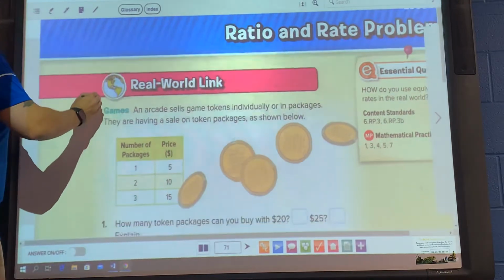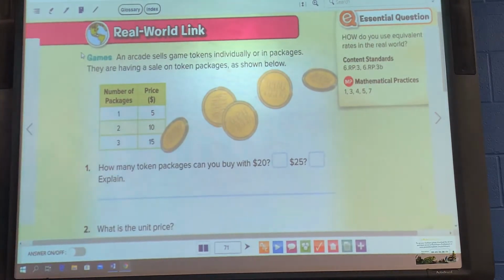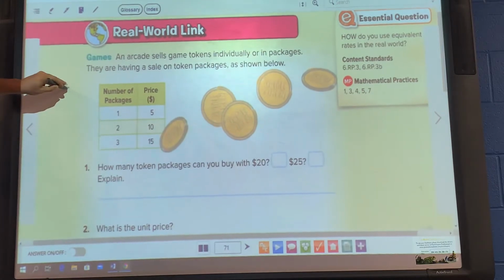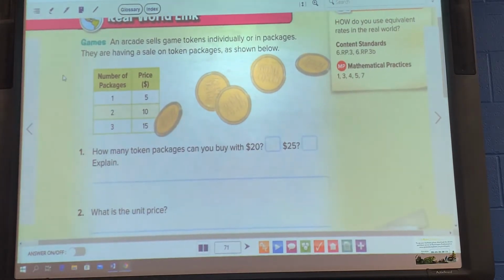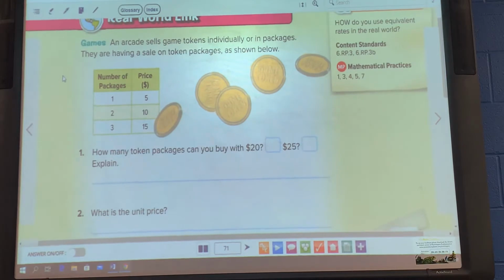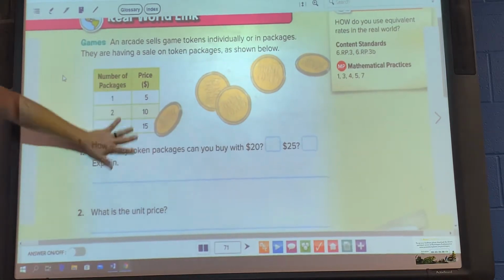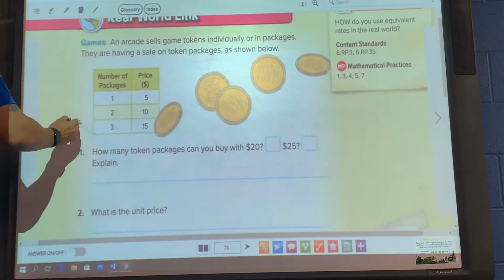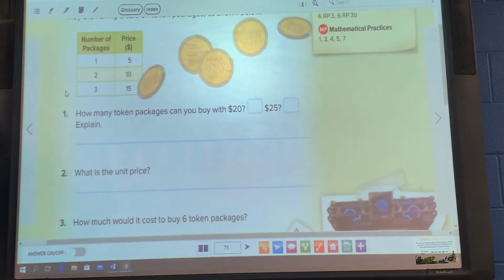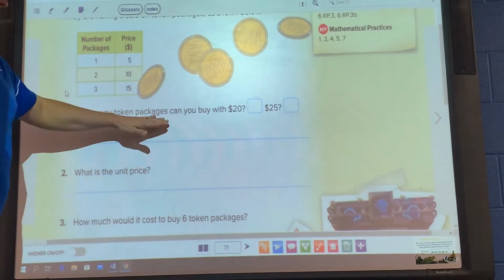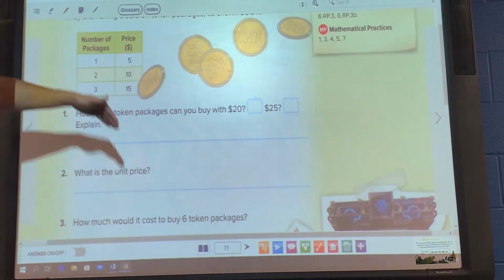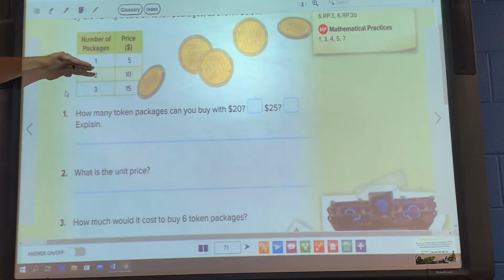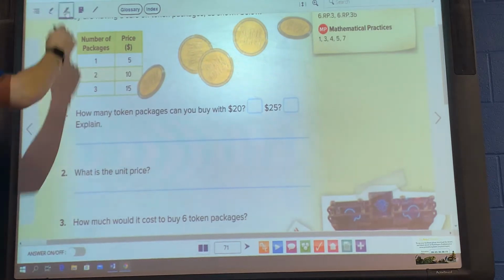So, in the real world link, we start out with an arcade that sells game tokens individually or in packages. They're having a sale on tokens as shown below. Here's the number of packages, here's the price. It asks how many token packages can you buy with $20? Looking at that, you'll notice it's going up by $5 each time.